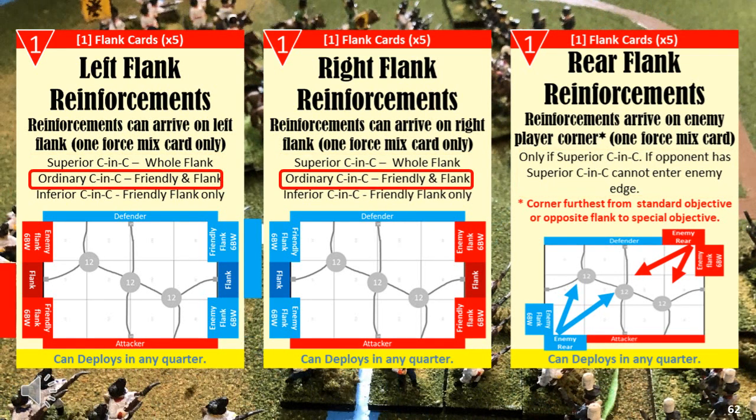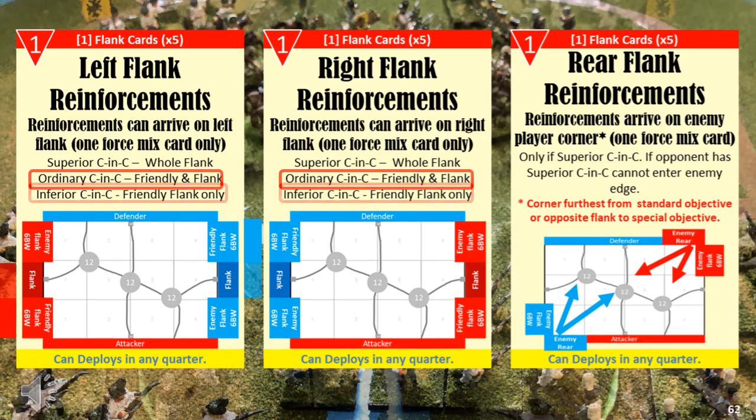If you have an ordinary CNC, you are restricted in where you can enter the flank. You cannot enter the flank closer than 1/3 the depth of the playing area to the player's or enemy player edge. As with the player's edge, the flank edges are divided into 3, a friendly, centre or enemy flank edge. Each is 1/3 in length of the entire length. So if the flank edge is 90 centimetres, each flank segment is 30 centimetres in length. An ordinary CNC can never use the rear flank card.